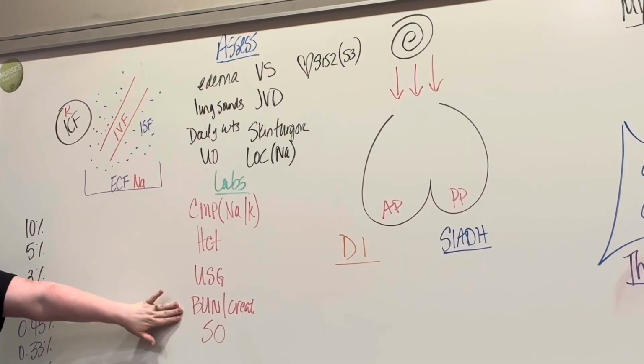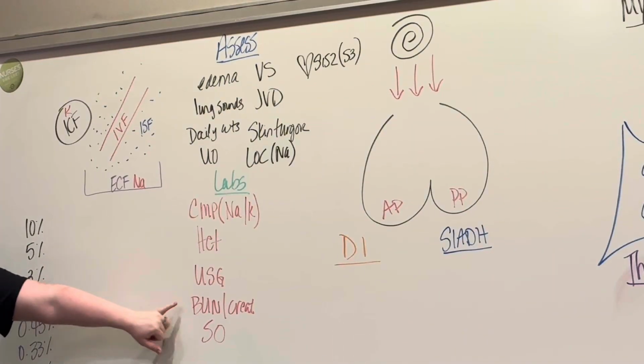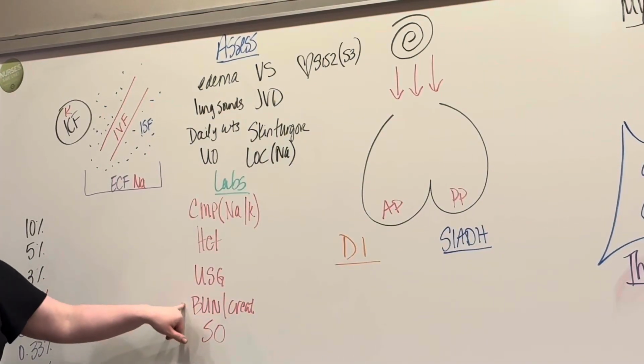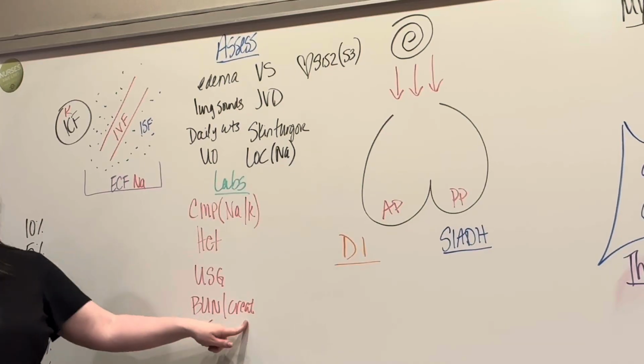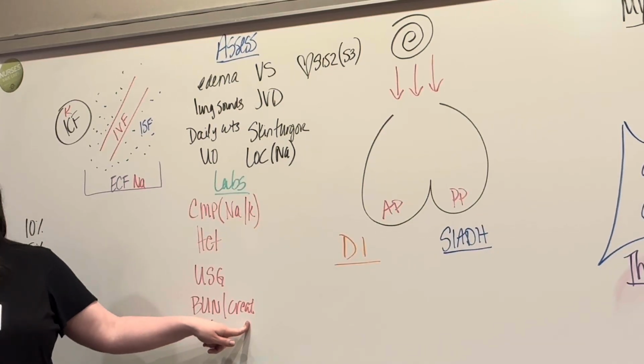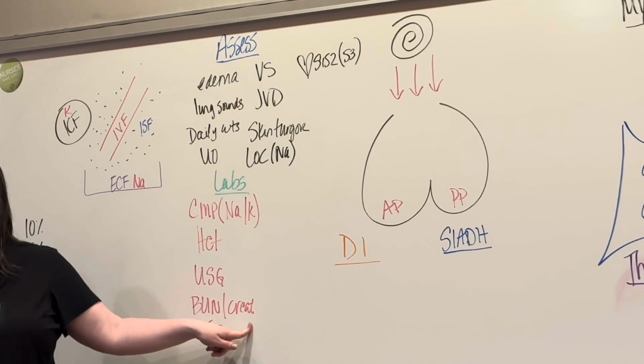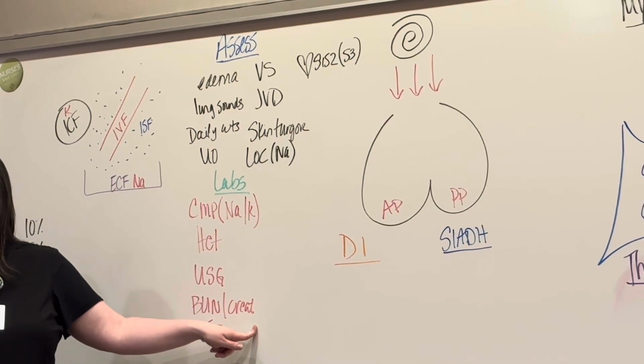Your BUN and creatinine are your kidney function test. Anybody know what a normal BUN is? 10 to 20. Normal creatinine is? 0.5 to 1.2. Yeah, or 0.6 to 1.2. 0.5 to 1.2 sounds good too. I think that's what's on y'all's little sheet, if I'm not mistaken.